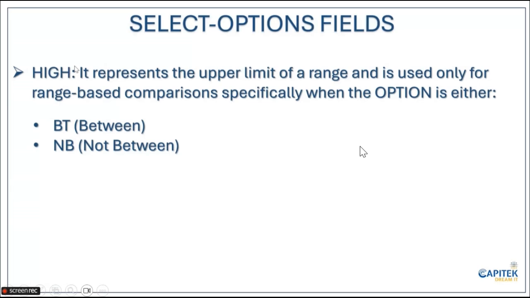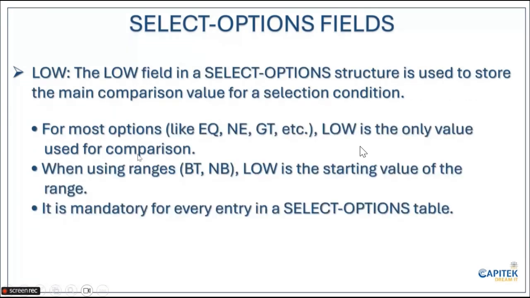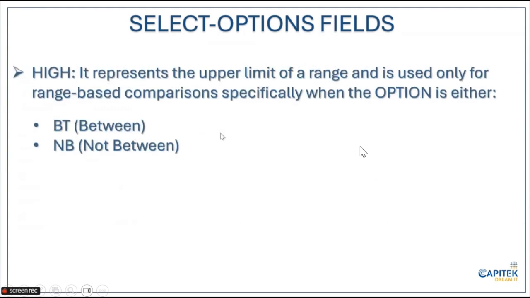This is called the upper limit, and for the upper limit it will have signs like between and not between. When you provide some data in the high, you can use the sign options between and not between. When you are using only low, there is no high; in such a case, you can use other options as well. So that's about the select options.